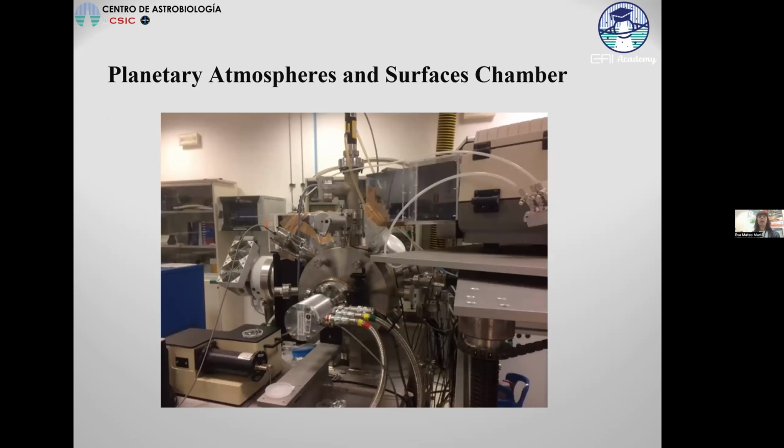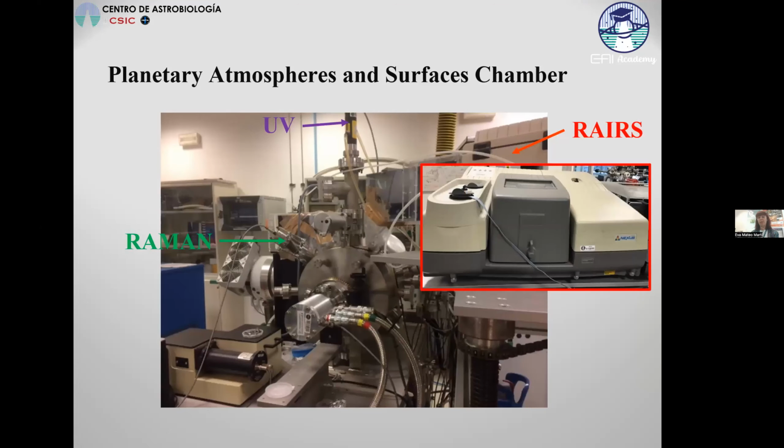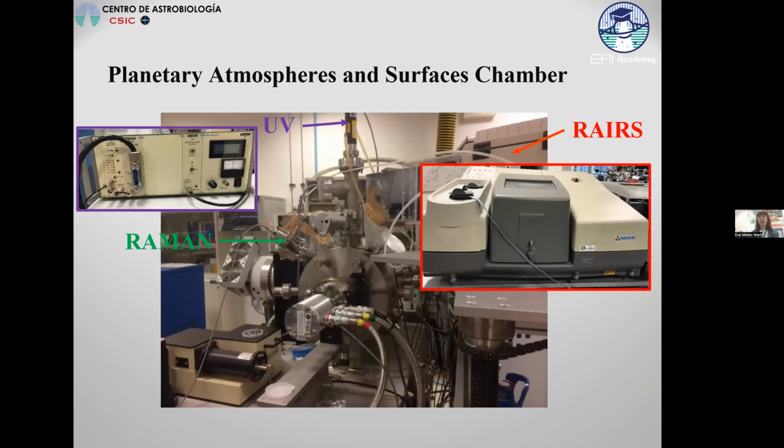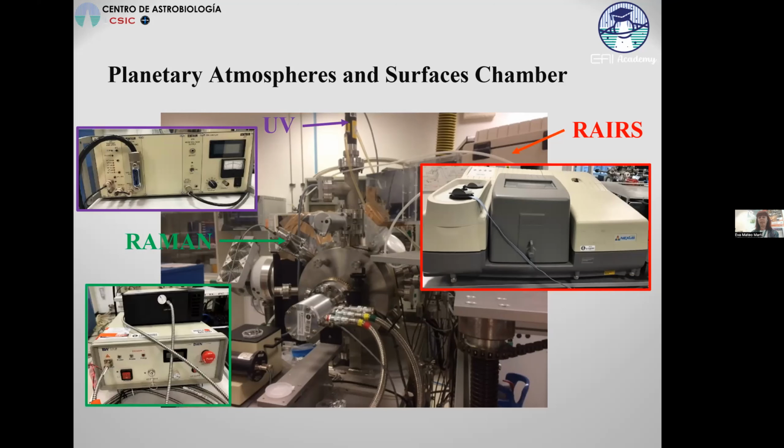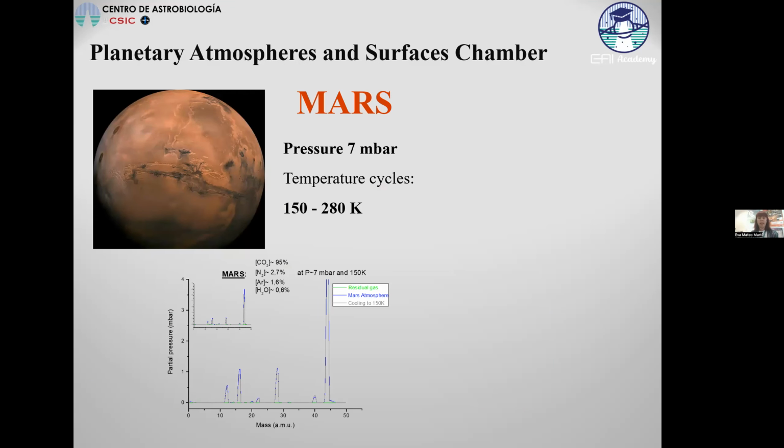In the planetary atmospheres and surfaces chamber, we can see the different spectroscopies. Here we have the UV spectroscopy, the infrared spectrometer, and the Raman probe. We can see the spectrometer for the infrared, the spectroradiometer for the UV, and the Raman setup. The Raman probe is inside of the chamber, at a few millimeters distance from the sample that we are going to analyze.